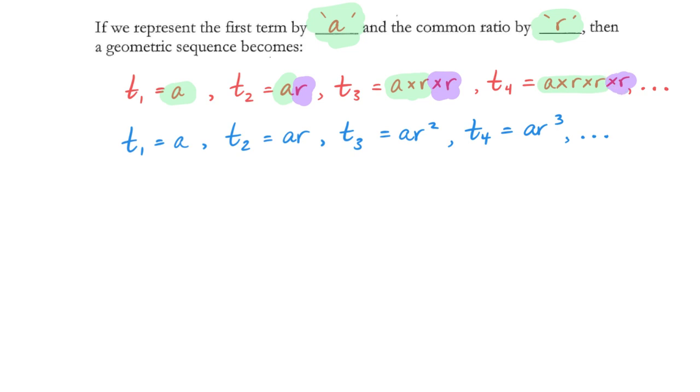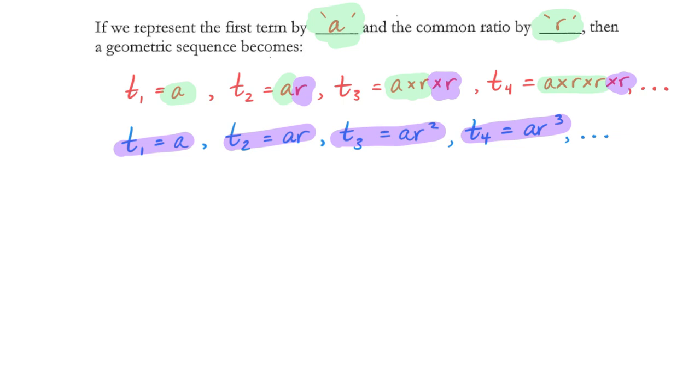If we take a look at what's been highlighted in red, we should be able to simplify each one of those expressions into something a little more usable. Term 1 would be a, term 2 would be ar. We notice term 3 was a times r times r, that would then be ar squared. Term 4 would be a times r times r times r, which would be ar cubed, and so on and so on.